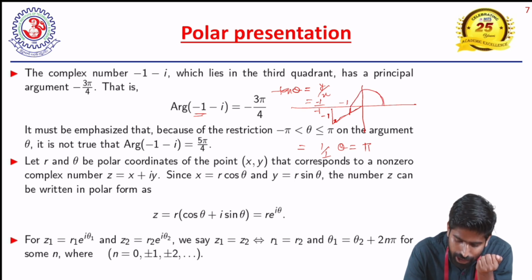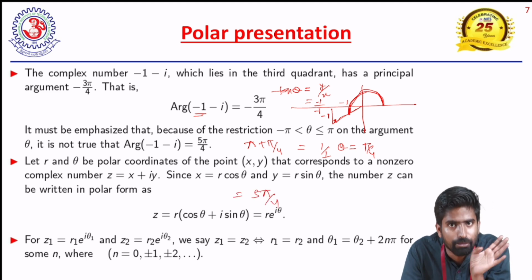If you measure this way, this total angle is pi, and again you have to add this pi by 4. So if I add pi to pi by 4, it becomes 5 pi by 4. There is no doubt it is an argument of that complex number, but is it a principal argument? We need to verify that.